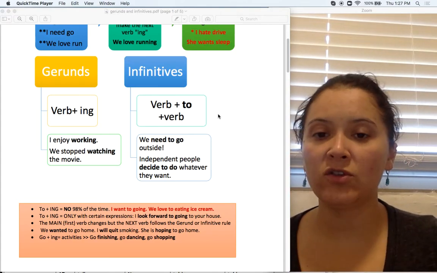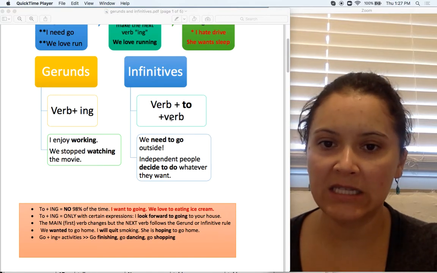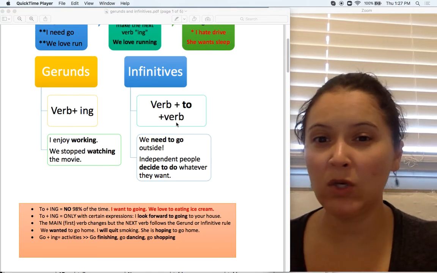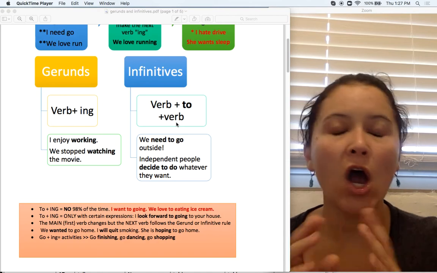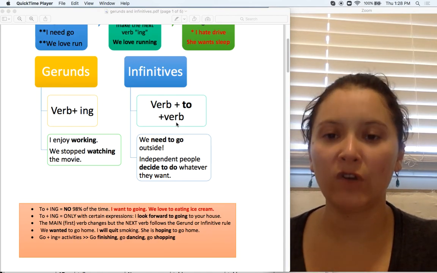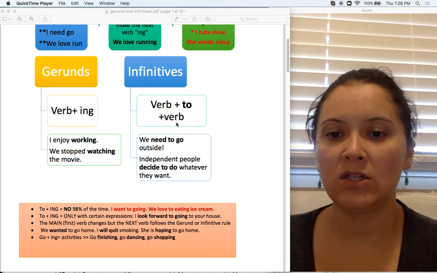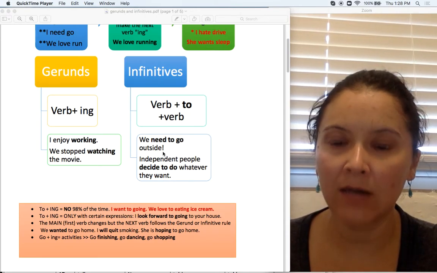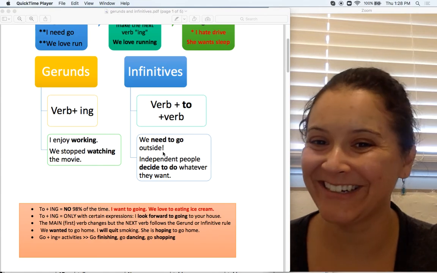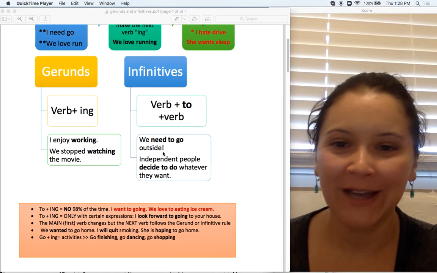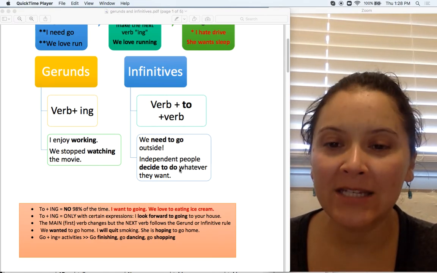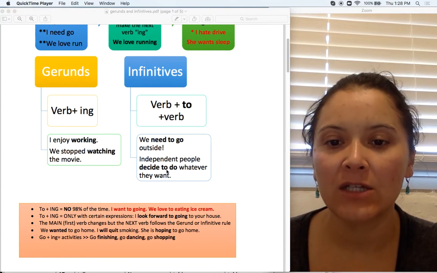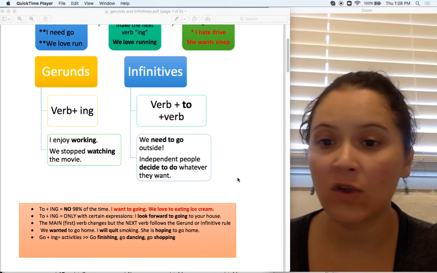The important thing to remember about this is that the next verb is the pure, the absolute, unchanged version of the verb. So here we have, "we need to go outside." Oh my God, yes, we need to go outside in this time of quarantine. Independent people decide to do whatever they want.